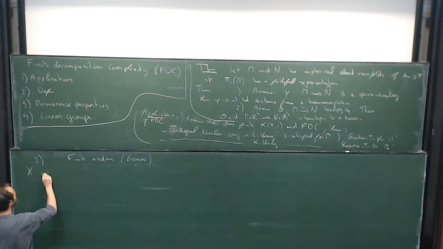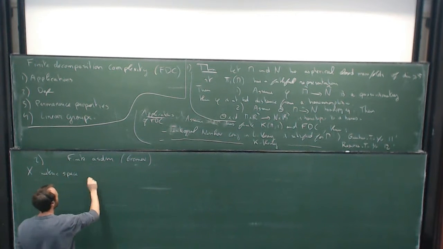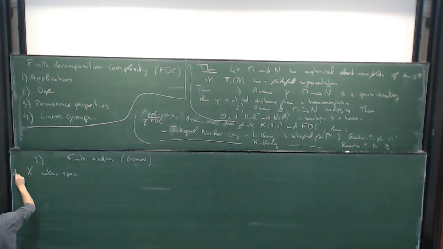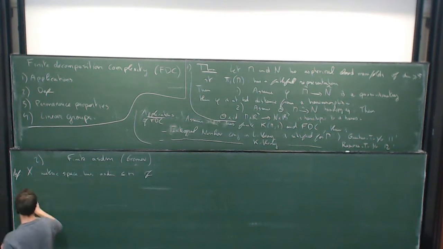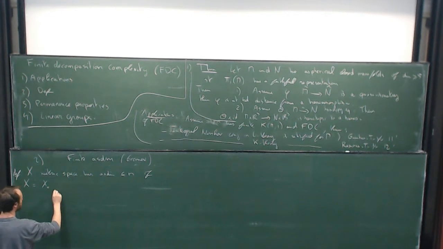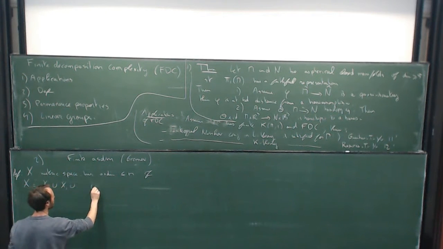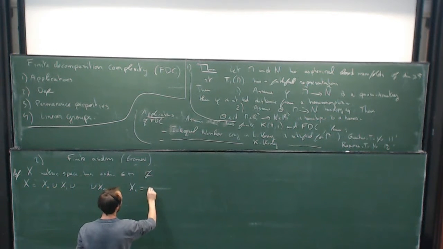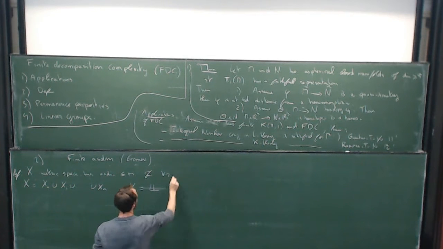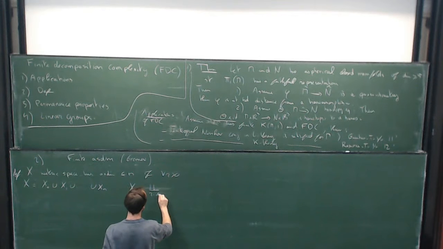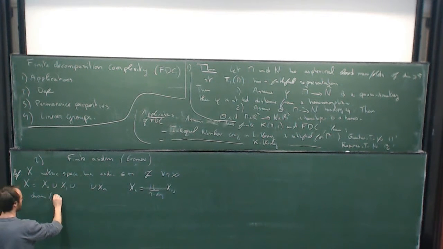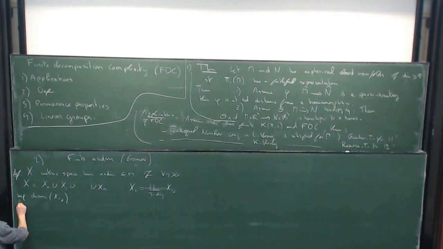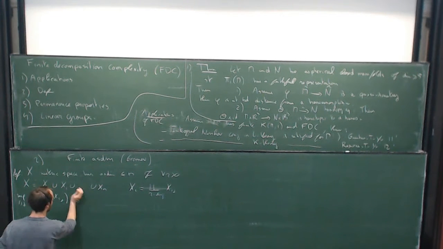Suppose X is a metric space. Then, definition: it has asymptotic dimension less or equal than n if X can be written as a union of n plus 1 subsets such that, for every r positive, each one of them is an r-disjoint union of subsets whose diameter is uniformly bounded. Okay? So let me give you an example.